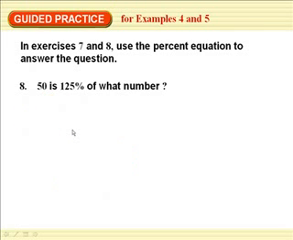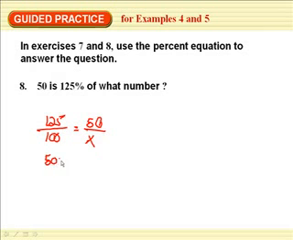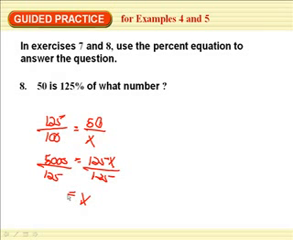And this one, number 8, 50 is, again, notice the words, 125% of what number? So 5,000 equals 125x divided by 125. X equals, and to get 125% on something, we know it's got to be more than the number of points possible. So what am I doing? 5,000 divided by 125 is 40. So X in this case equals 40.